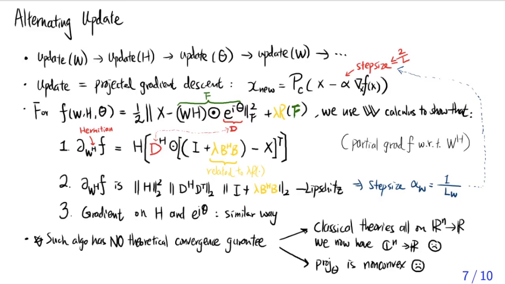Notice that the classical theory of alternating updates works on R^n to R. But here, the problem is C^n to R. So it is not clear whether this theory on real vector space can be applied to our case. Even if it can be applied to our case, the algorithm convergence is still not clear because the projection on theta is non-convex. Please refer to the paper for the details.